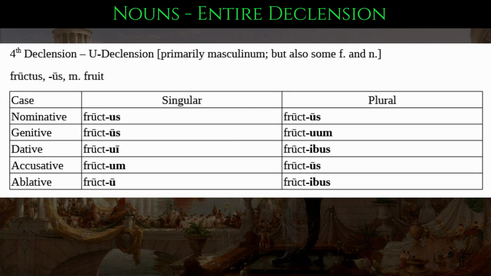Next we have the fourth declension or U declension. This one is primarily masculinum, but also has some feminine and neuter. Beginning with the masculine this time. Fructus, fructus, fructui, fructum, fructu. Fructus, fructuum, fructibus, fructus, and fructibus.